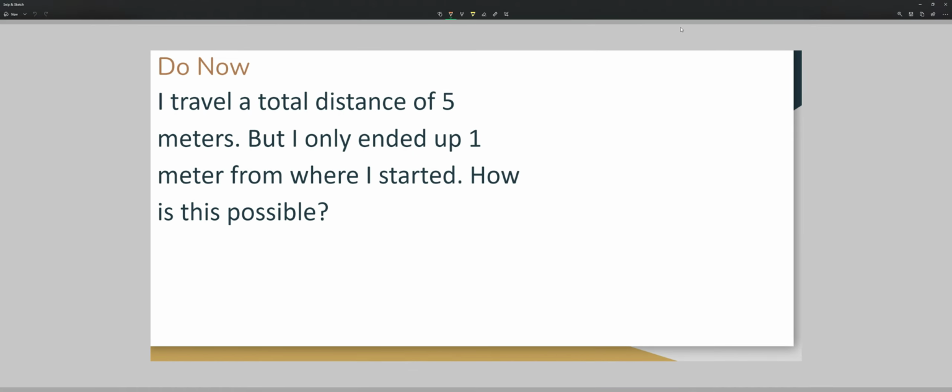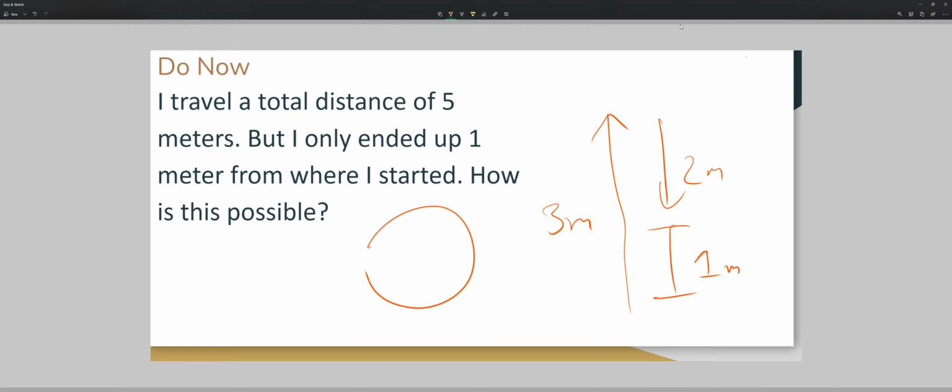This do now question says you travel a total distance of 5 meters, but you only ended up 1 meter from where you started. How is this possible? You can go up 3 meters and then go back down 2 meters, and then you're 1 meter from where you started. Or alternatively, you could go around in a circle.